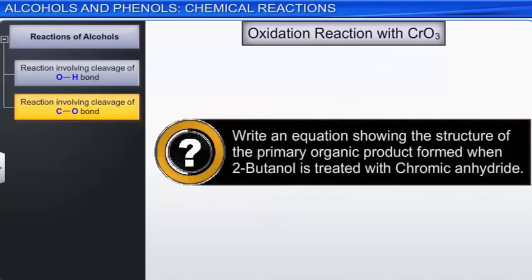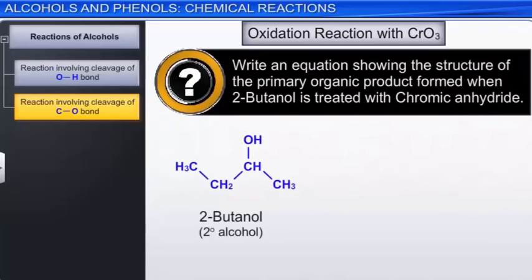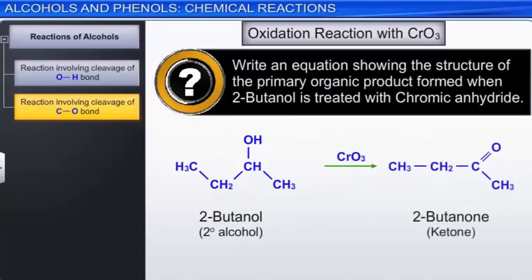Try to answer this question independently before checking the answer. Write a balanced equation showing the structure of the primary organic product formed when 2-butanol is treated with chromic anhydride. 2-butanol is a secondary alcohol. Chromic anhydride oxidizes secondary alcohols to form ketones. The product is 2-butanone.